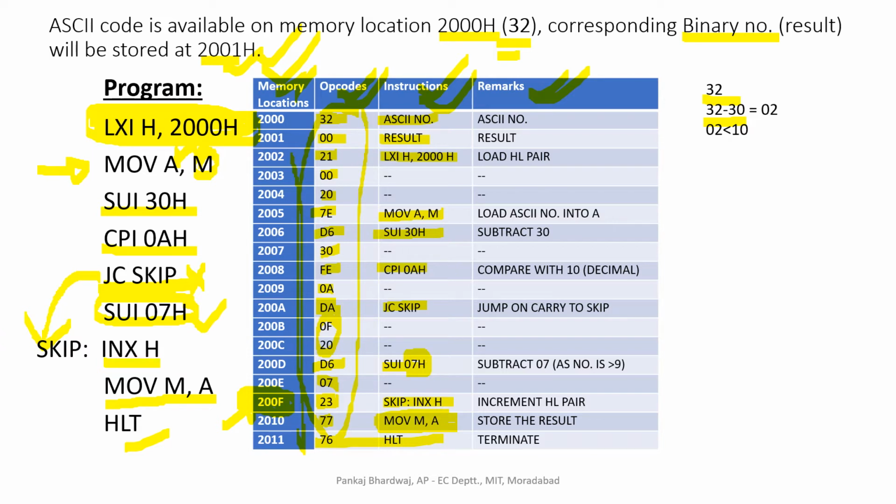Now this 02 is the data left in the accumulator, and that needs to be stored in the next memory location. So the data available in the accumulator is stored in the memory location which was already incremented in the previous instruction, that is 2001. Okay, so 32 is the ASCII code, and 2 is the corresponding binary number that is to be stored in the memory location 2001.